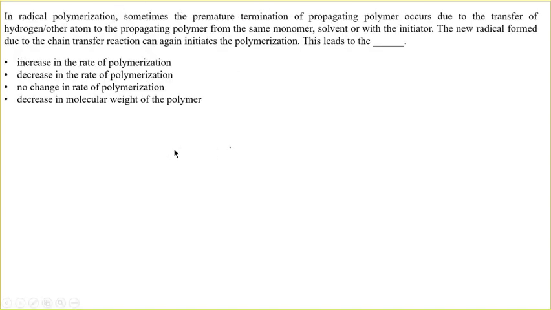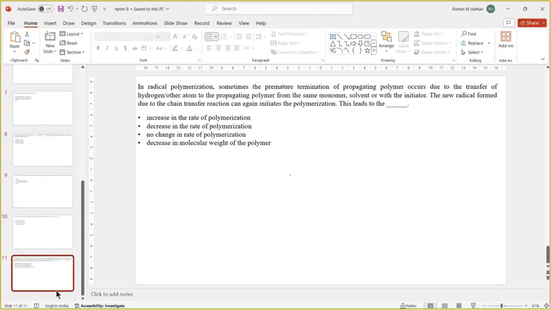In radical polymerization, sometimes the premature termination of the propagating polymer occurs due to the transfer of hydrogen or other atoms to the propagating polymer from the same molecule, solvent or the initiator. The new radical formed due to the chain transfer reaction can again initiate the polymerization. This leads to what? So we have four options here.